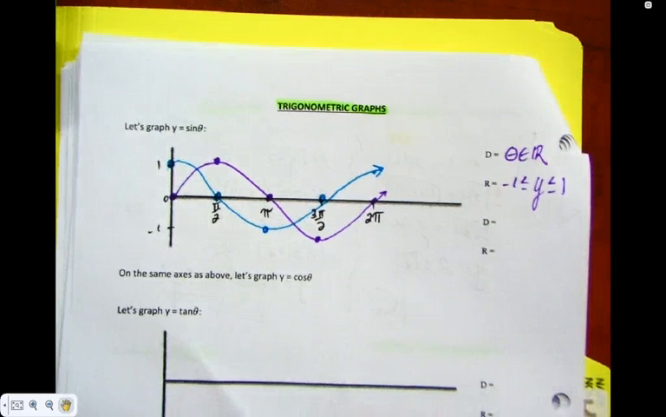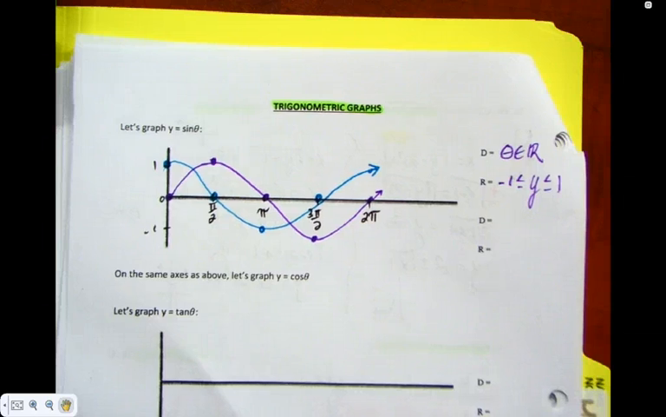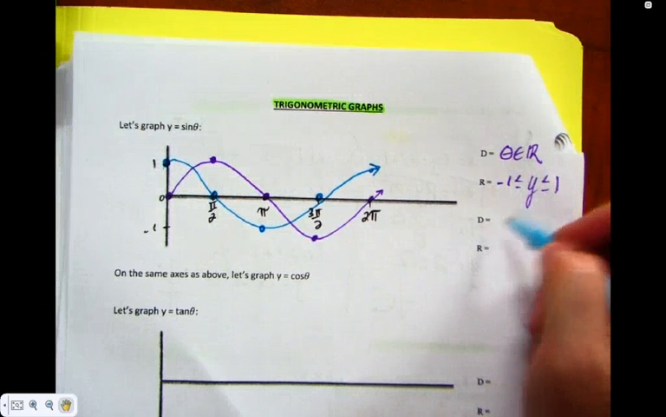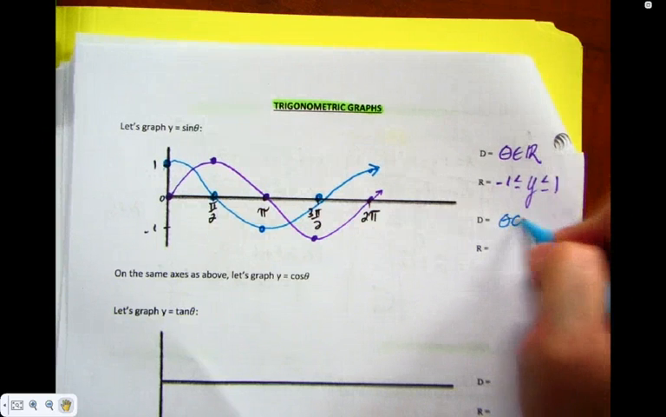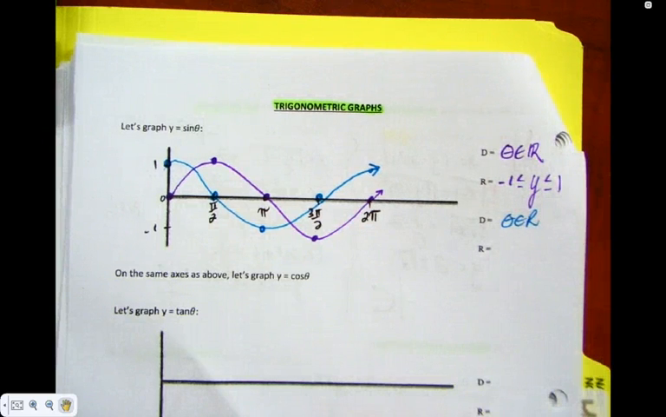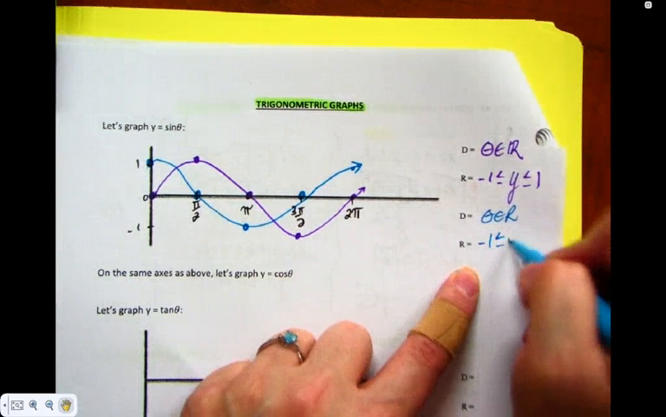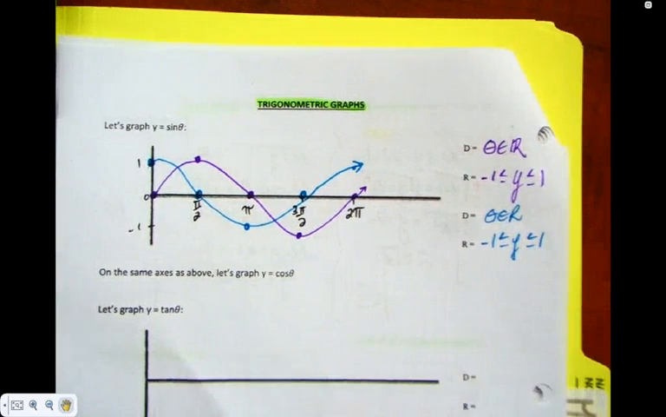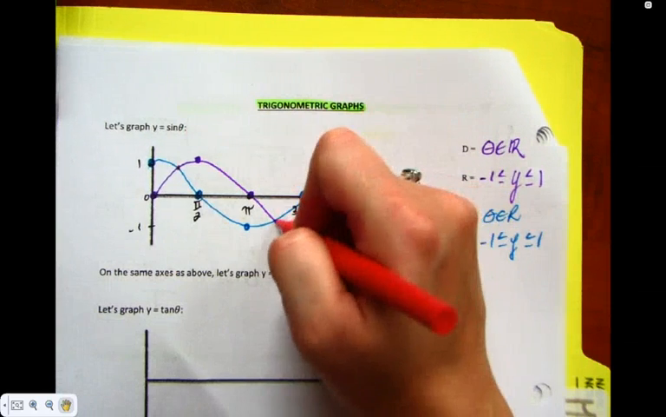They also have intersection points, which we'll talk about in a second. Domain of cos? Theta is an element of the reals. The range of cos? What do you notice about the two domains and ranges? Okay, they have intersection points here, and they have intersection points here.